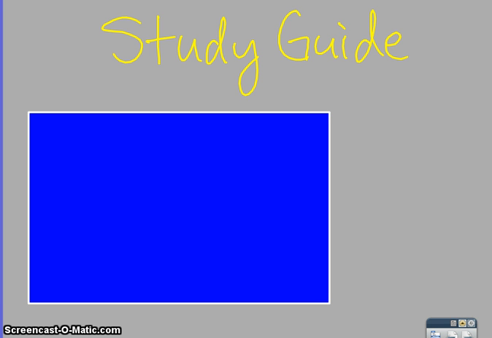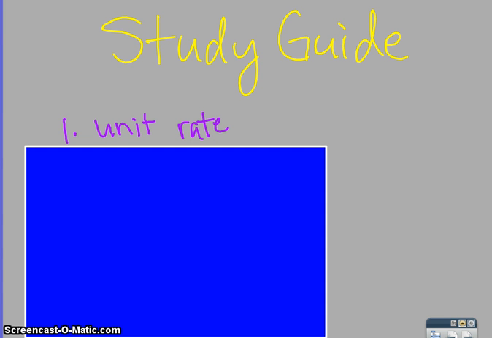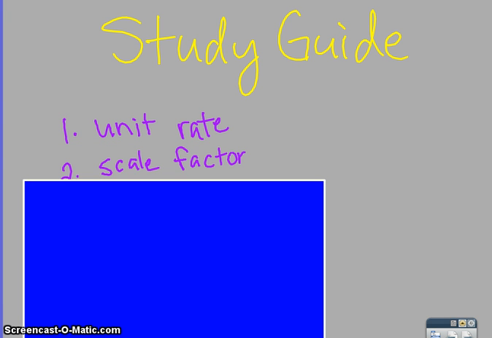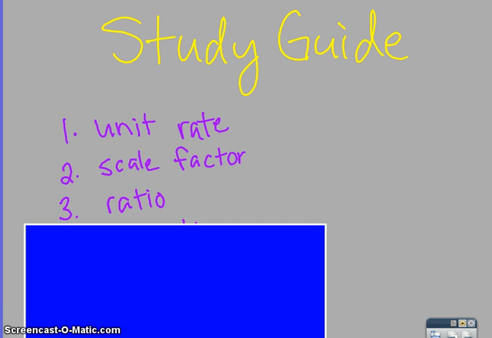Number 1, a rate that has a denominator of 1 is called a unit rate. Number 2, to multiply or divide two related quantities by the same number is called scale factor. Number 3, a comparison of two quantities is called a ratio.